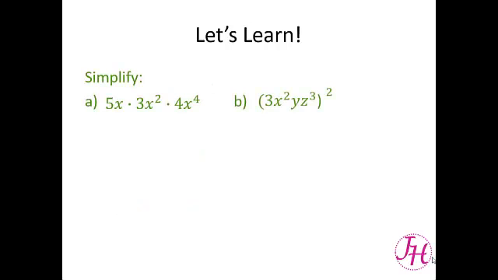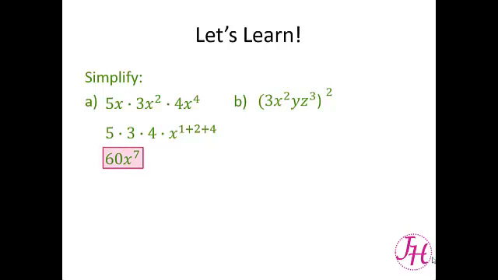We're going to simplify these two expressions. We have 5x times 3x squared times 4x to the fourth. So we're going to multiply our coefficients, 5 times 3 times 4, and then we add the exponents. So we have 1 plus 2 plus 4. So that gives us 60x to the 7th, and that's your answer.